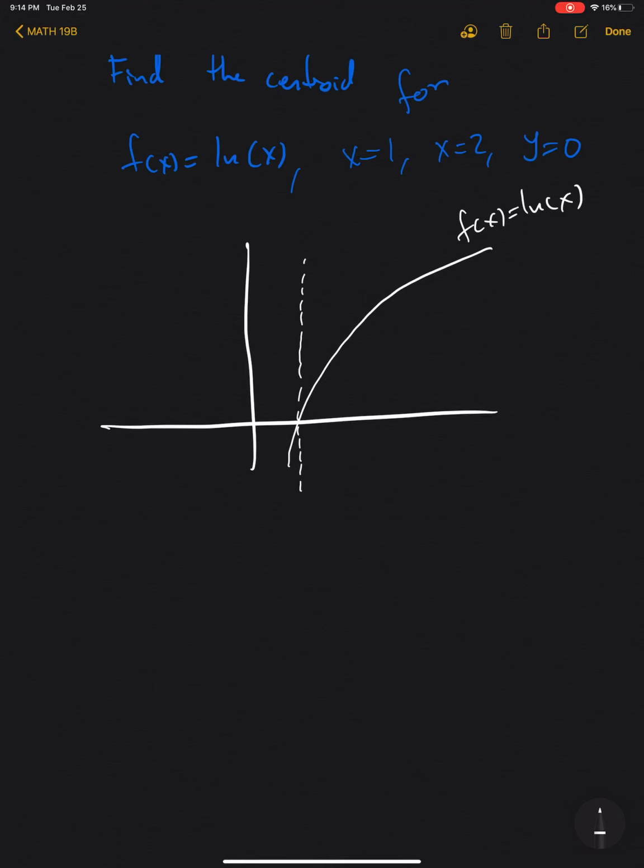the line x equals 1, the line x equals 2, and then the horizontal axis. That means this is the shape we're talking about.